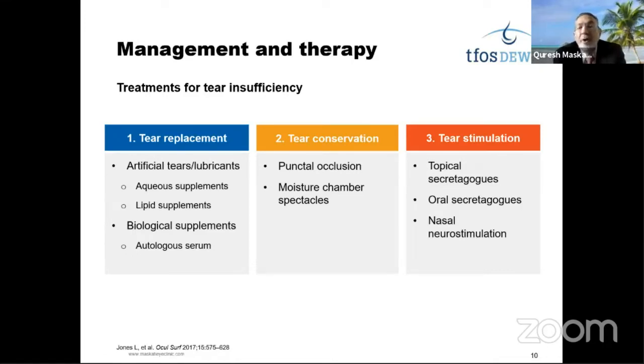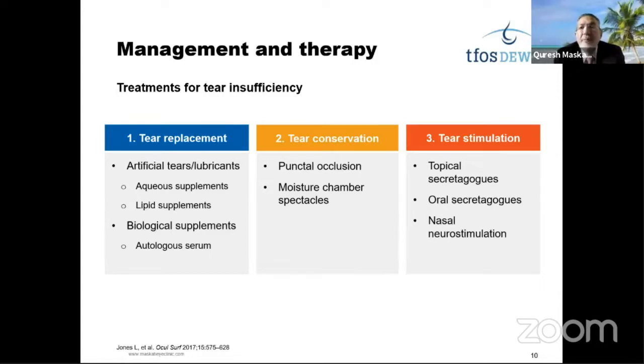And of course, now we've got new things in tear stimulation. We always had oral pilocarpine as a tear stimulant, tear producer. You have topical secretagogues. And now you have nasal neurostimulation by 2 methods. One is something being pushed into the nose to stimulate the nose, and finally it not only improves reflex tearing but also basal tearing. And then there are external gadgets which sit outside the nose, which also stimulate the nose.